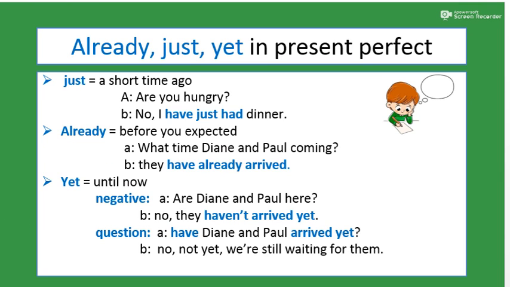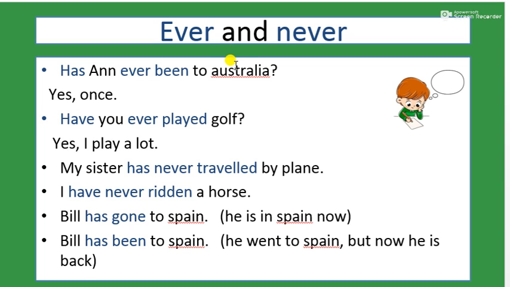Okay, next one. Ever and never. You can use this in present perfect tense. Has Anne ever been to Australia? Yes, once. Have you ever played golf? Yes, I play a lot.